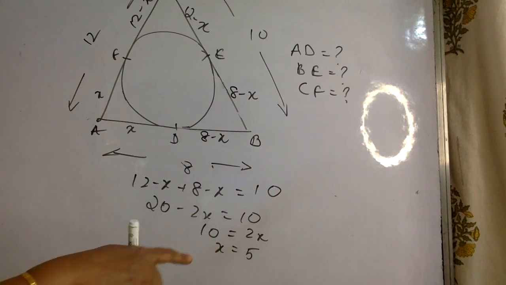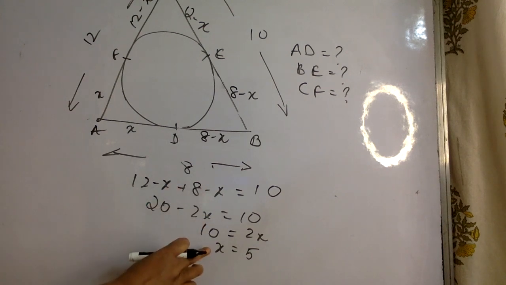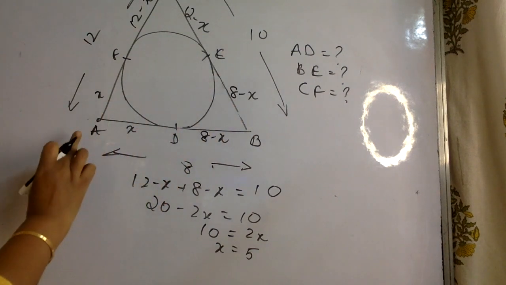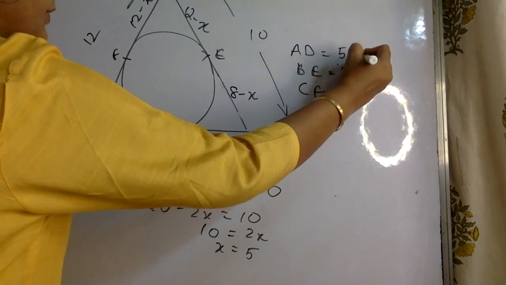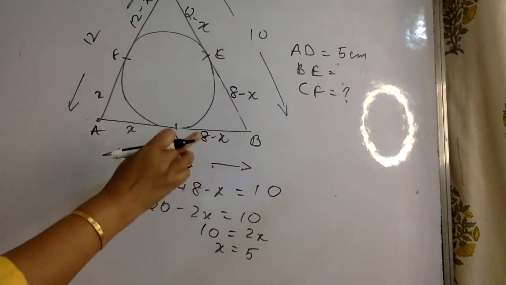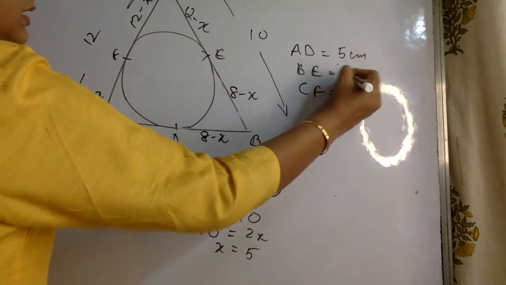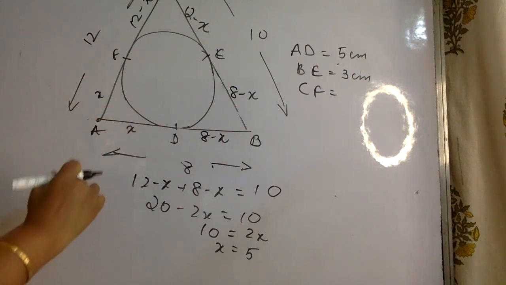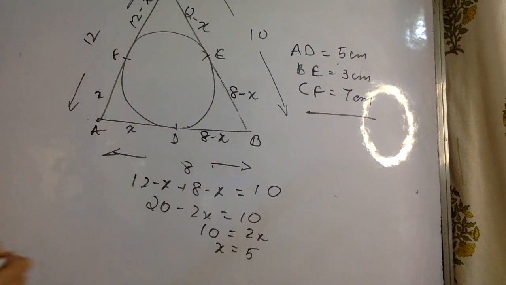Now what to do next? What we can do next is, they have asked us for the value of AD. So AD, let me see where AD is. AD is 5 centimeters. How much is BE? BE is 8 minus X, that is 3 centimeters. And how much is CF? CF is 12 minus 5, which is 7 centimeters. Okay, so these are our 3 values.